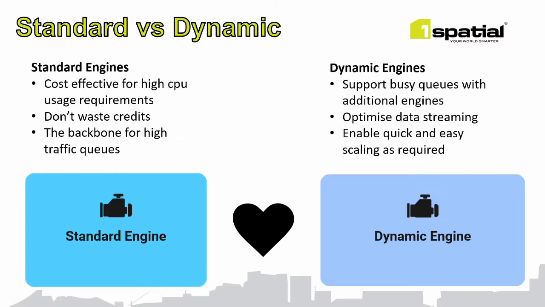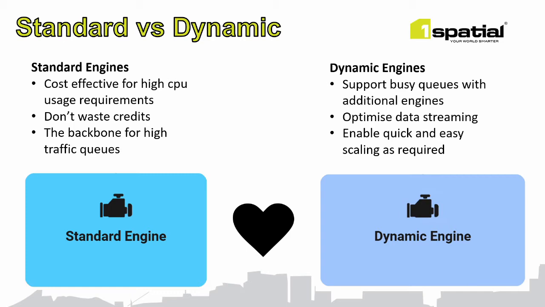It still remains that standard engines are cost effective for high CPU usage requirements. You don't realistically want to be taking on dynamic engines and burning through your credits faster than you really need to be. Depending on your use case, standard engines can still provide a cost effective backbone, if you will, for high traffic queues, your primary engines that are the first choice to route jobs to generally.